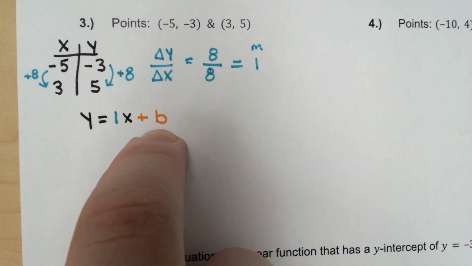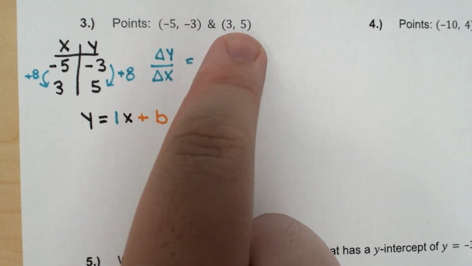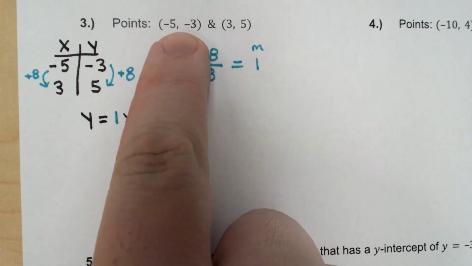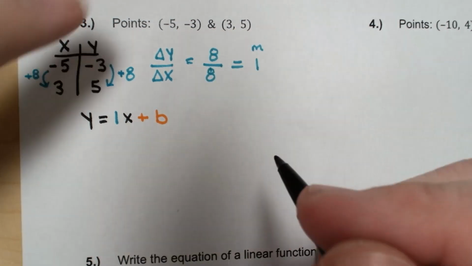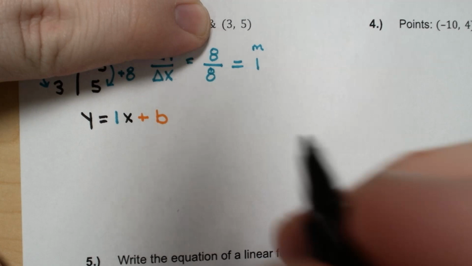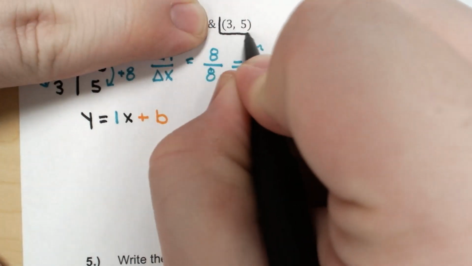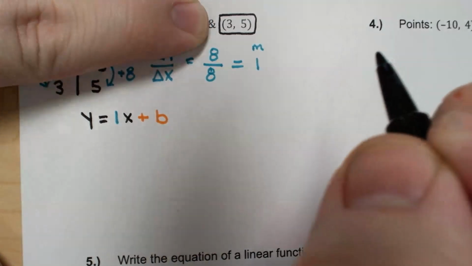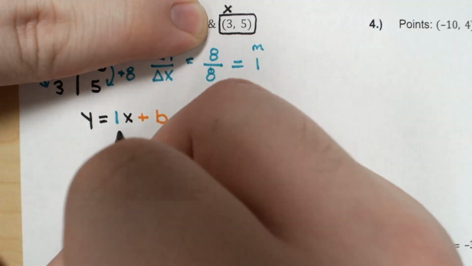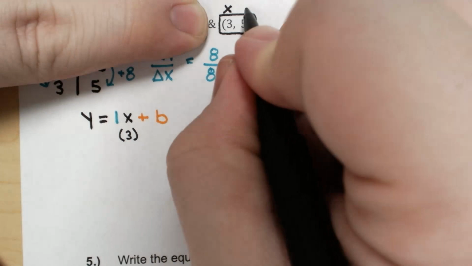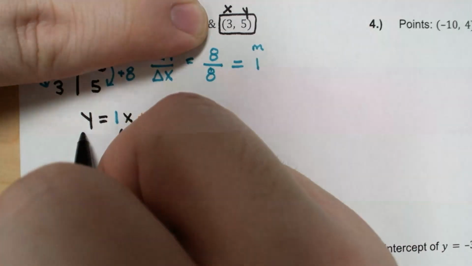And to do that, we need to plug in either one of these points. So I could plug in -5, -3, or I could plug in 3, 5. I'm going to plug in the 3, 5 just because it's going to avoid some negatives. So plug in 3 for the x and plug in 5 for the y.